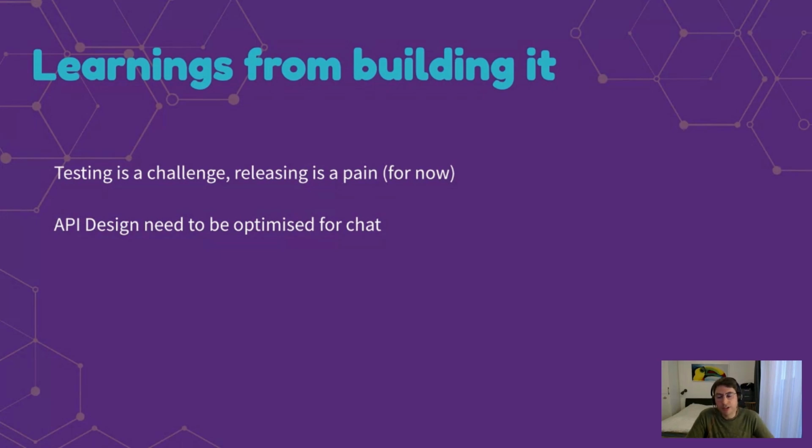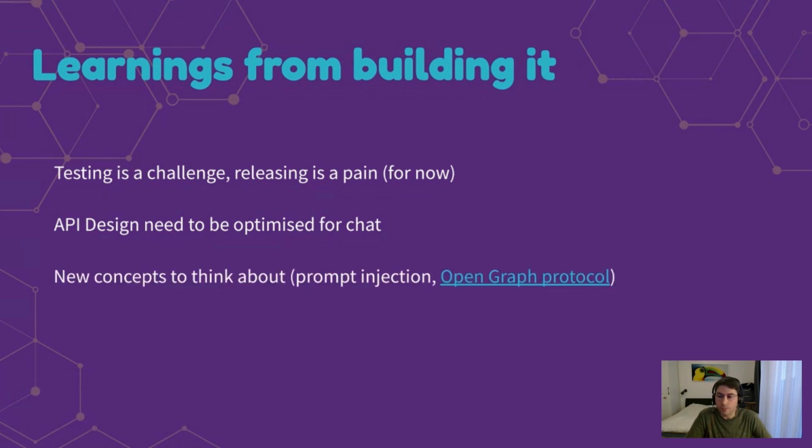You really need to be specific about date formats, or make your errors very understandable, so that the bot can play with this nicely and get the behavior that you want. And we discovered many interesting concepts through this build out, for example prompt injection, something to think about, and also this Open Graph protocol that is behind the little image snippets that you saw in the screenshot.